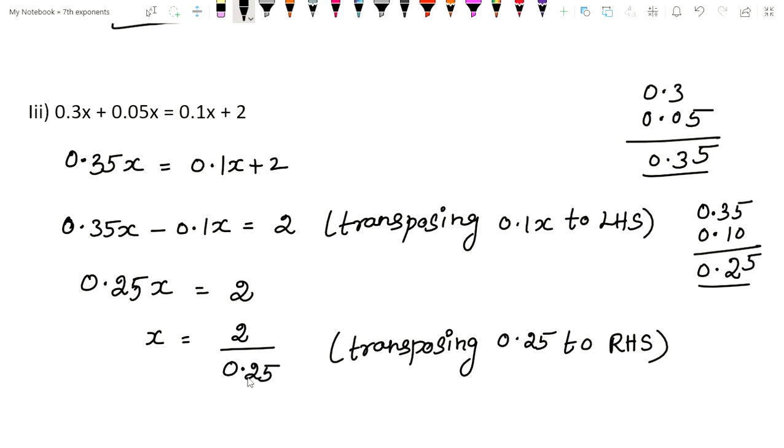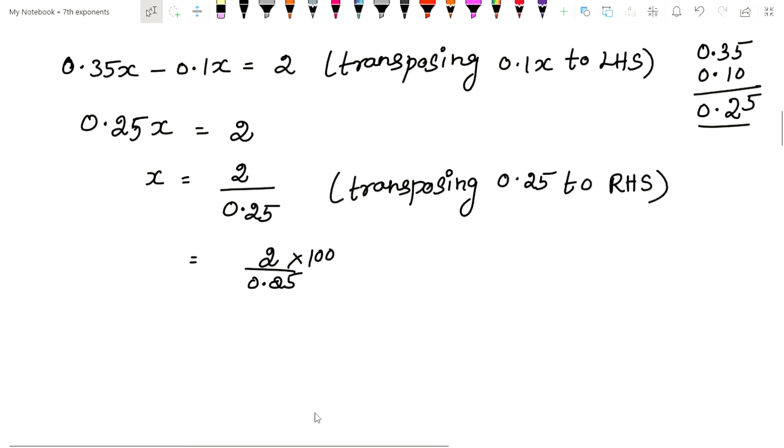Okay, here the denominator is a decimal. First you convert it into a whole number. Here how many decimal places are there, children? 1, 2, two decimal places are there. So we need to multiply with 100 to convert. Okay, so both numerator and denominator multiply with 100. So when we multiply by 100, what you are getting?